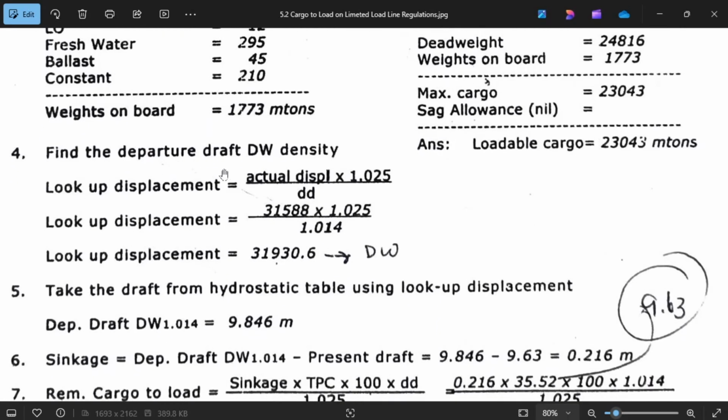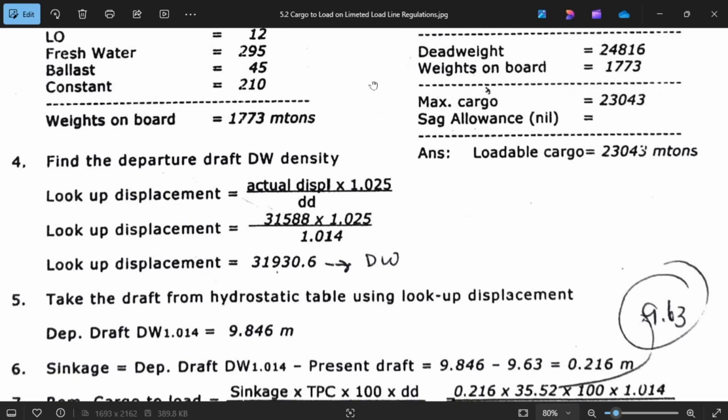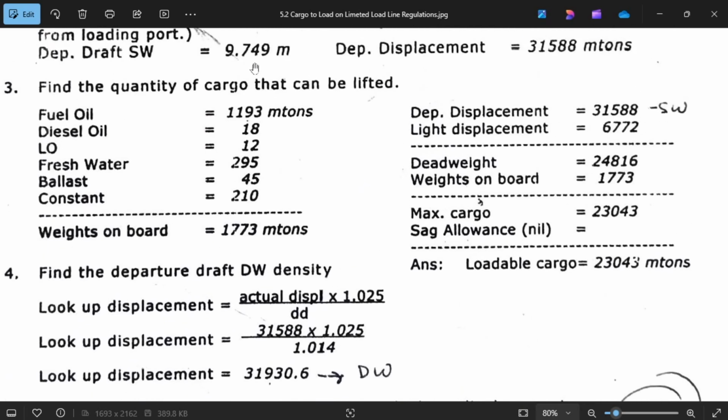Find the departure draft in dock water density. So this is your departure draft in salt water, which is a displacement of 31588. So the formula to convert this displacement to dock water, because during loading or prior to departure, when you do your draft check, your density is 1.014. So what will be your ship's displacement when you are floating in a density of 1.014?